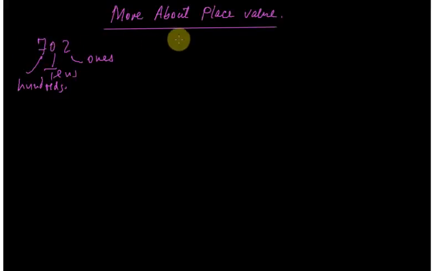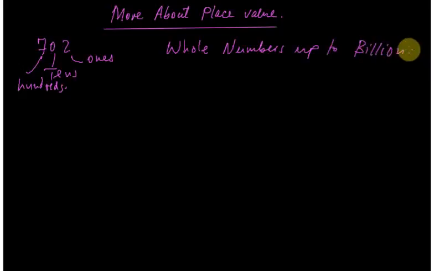Suppose we want to move up to billions, whole numbers up to billions. This becomes a very big number. But if we use a special chart, we will see how we can assign the place value of each digit, even up to 1 billion. We are going to use a number chart, which will help us to see these things in a very easy way.